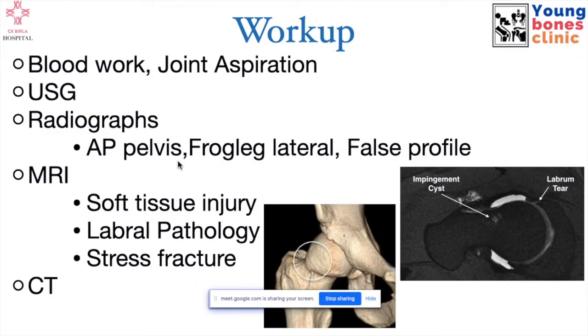Sometimes we may need to get an MRI to exclude a loss of blood supply causing avascular necrosis, or a labral pathology, stress fracture, which may not be visible on an X-ray. Soft tissue injuries out there, and CT of course sometimes may also be required.